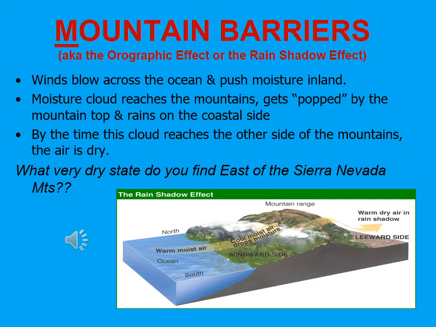So what happens is this: the winds blow across the ocean and push moisture inland. The moisture cloud reaches the mountain, gets popped by the mountaintop, and rains on the coastal side. You look at that graphic right there. By the time you're at the other side of the mountain, the air is dry, which is what we call the leeward side. The leeward side is where the rain shadow is.